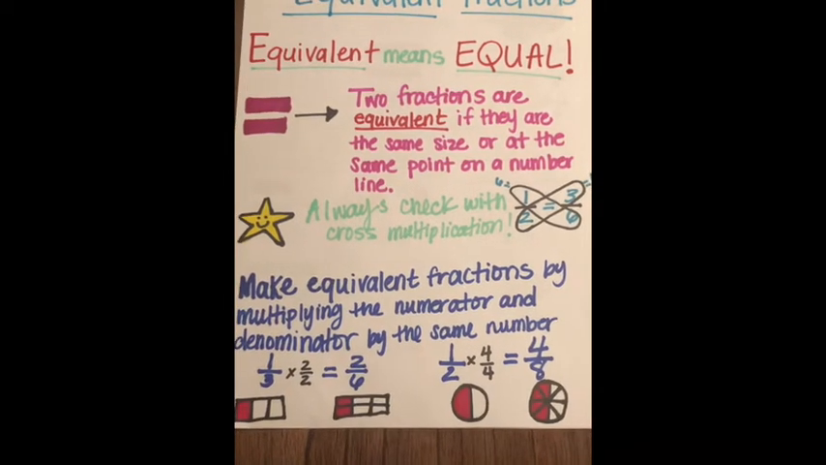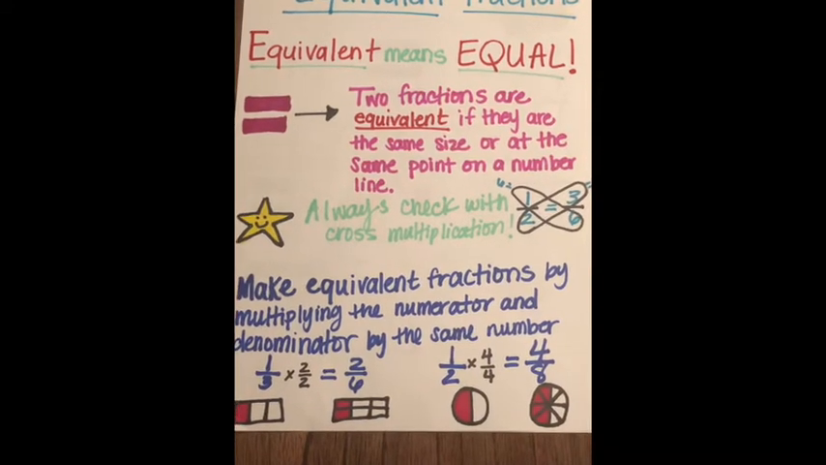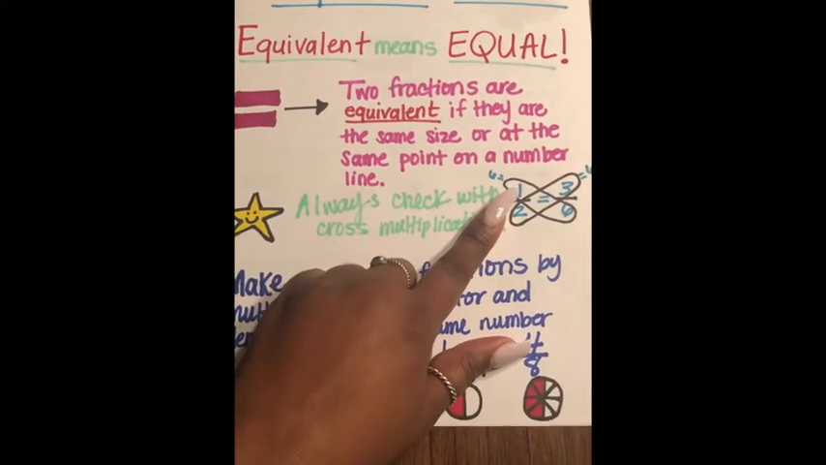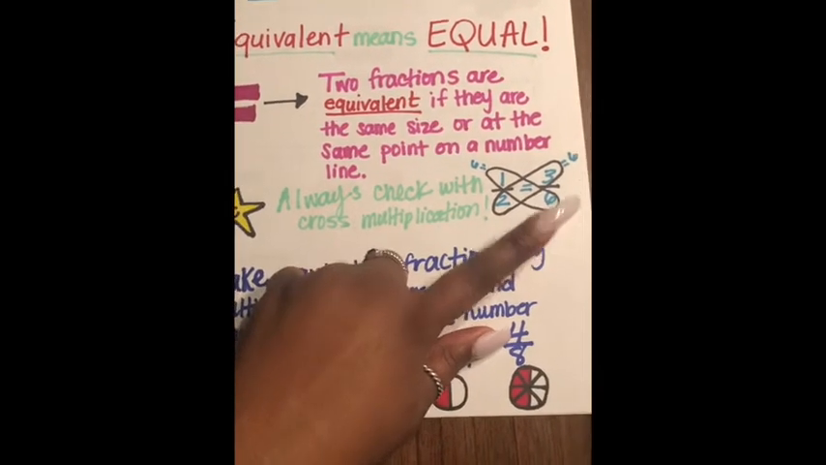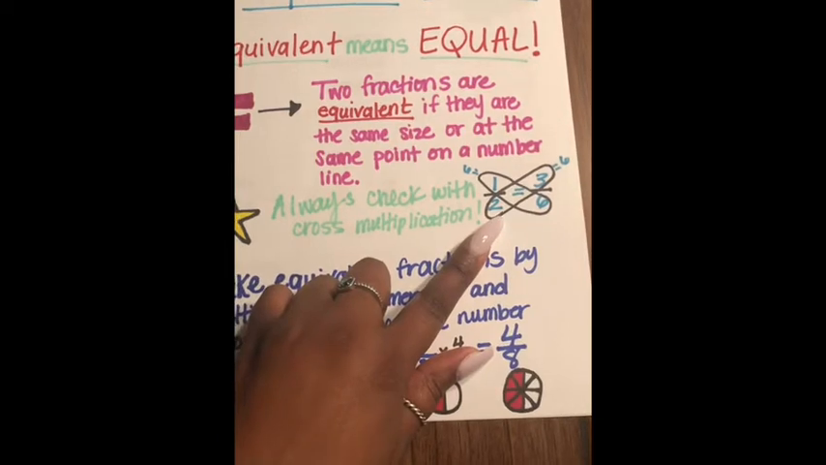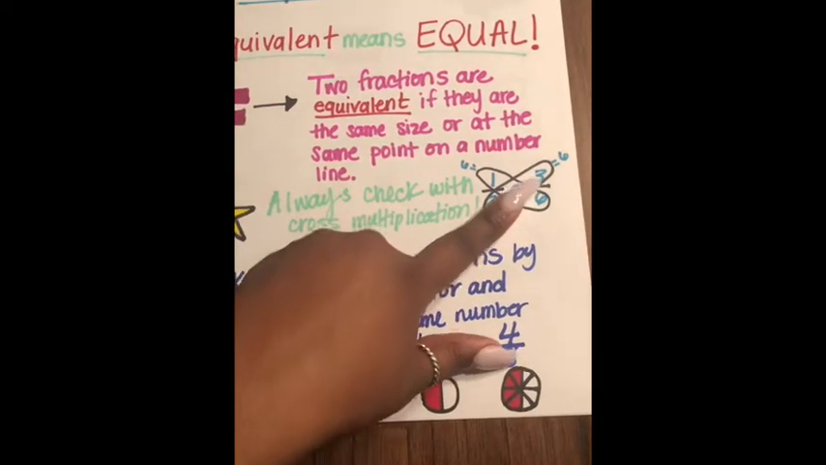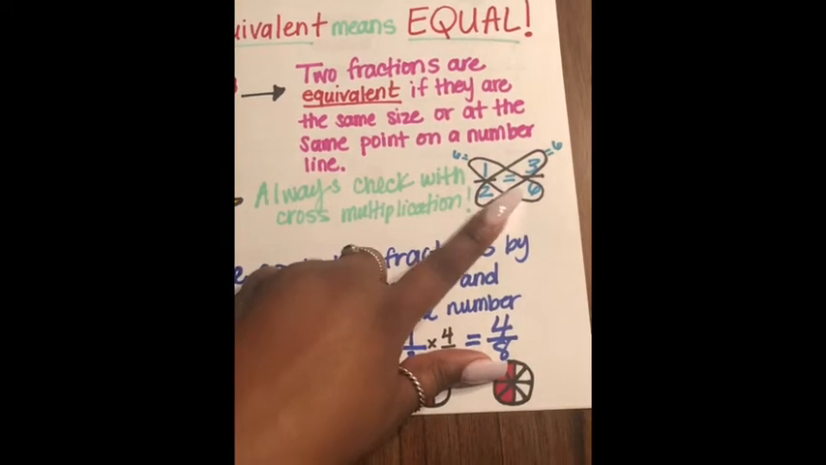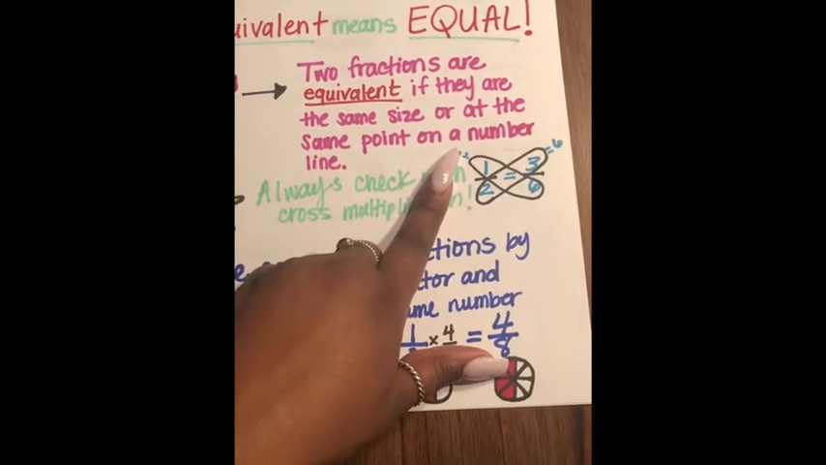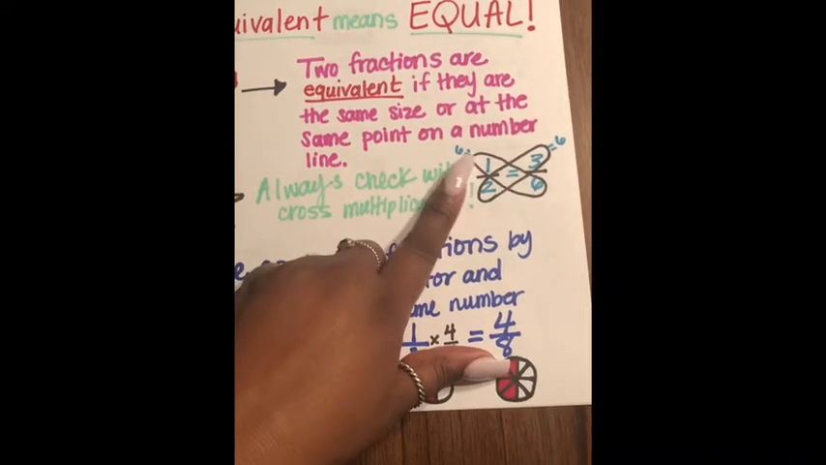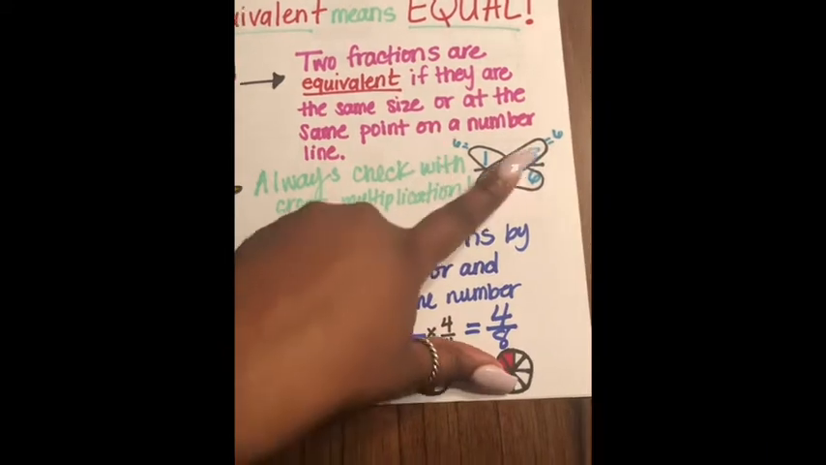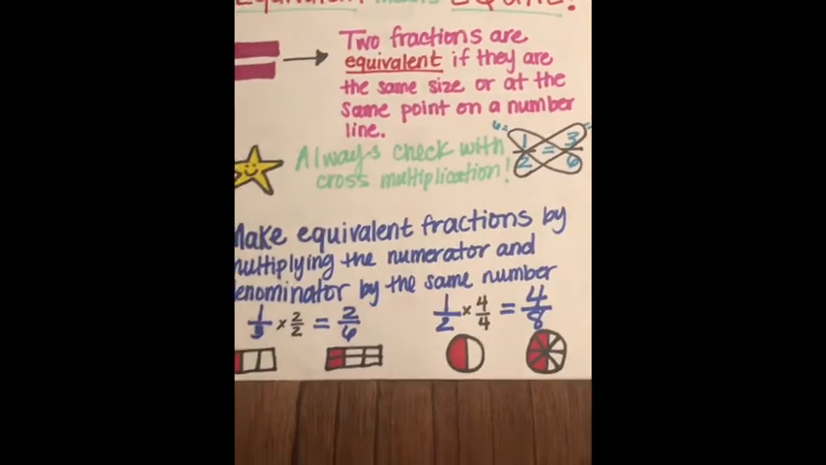You can always check your work by cross multiplying. And so how you cross multiply fractions is you take the first fraction and you multiply the numerator by the denominator of the second fraction, and then you multiply the denominator of the first fraction by the numerator of the second fraction. So if we do this one here, 1/2 is equal to 3/6. We have that because 1 times 6 is 6, 2 times 3 is 6, and because they're the same, we know that it is equivalent.